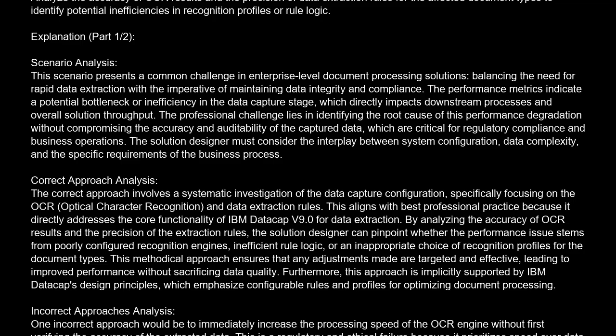This aligns with best professional practice because it directly addresses the core functionality of IBM Datacap V9.0 for data extraction. By analyzing the accuracy of OCR results and the precision of the extraction rules, the solution designer can pinpoint whether the performance issue stems from poorly configured recognition engines, inefficient rule logic, or an inappropriate choice of recognition profiles for the document types. This methodical approach ensures that any adjustments made are targeted and effective, leading to improved performance without sacrificing data quality. Furthermore, this approach is implicitly supported by IBM Datacap's design principles, which emphasize configurable rules and profiles for optimizing document processing.